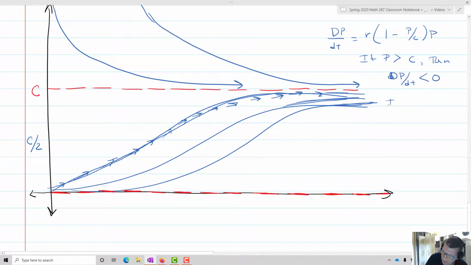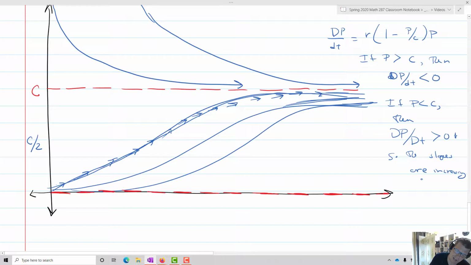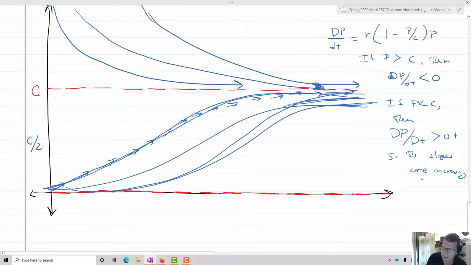If on the other hand P is less than C, then dP dt is greater than 0, and so the slopes are increasing. And that can give us a general idea of what this logistic model is going to look like. Essentially, anytime we are below the carrying capacity, we're going to increase toward it. Anytime we are above the carrying capacity, we're going to decrease. Basically, the population is going to die off faster than it's going to be born because of population pressures.